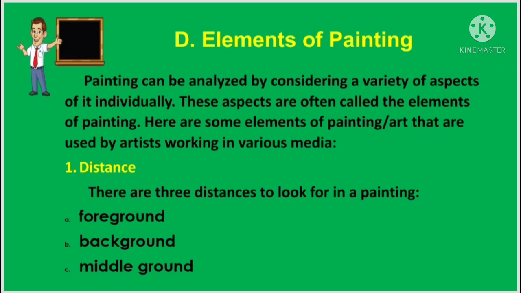Painting can be analyzed by considering a variety of aspects of it individually. These aspects are often called the elements of painting. Here are some elements of painting that are used by artists working in various media. Number one is distance. There are three distances to look for in a painting. First, foreground, background, middle ground. Pero ang pinaka-common sa atin na sinasabi, background. May foreground at middle ground pala, class.